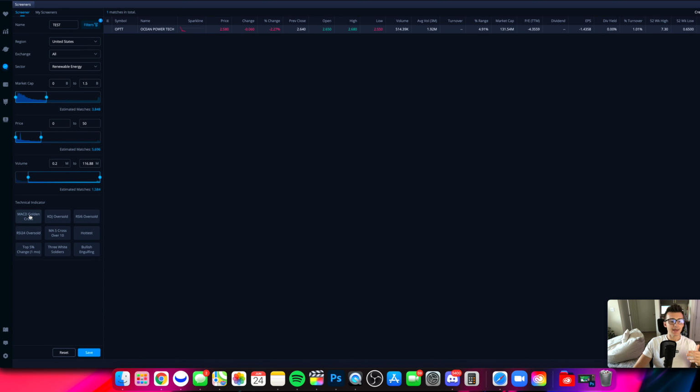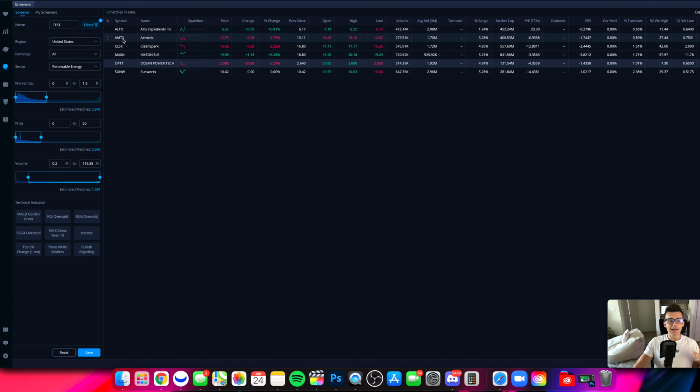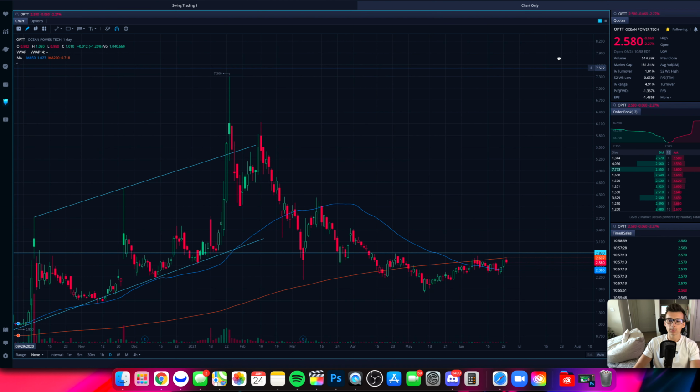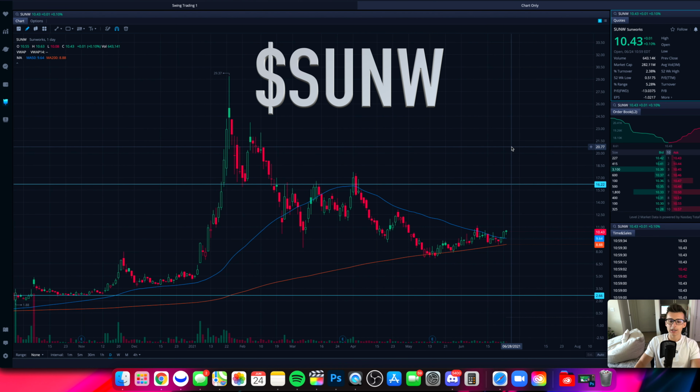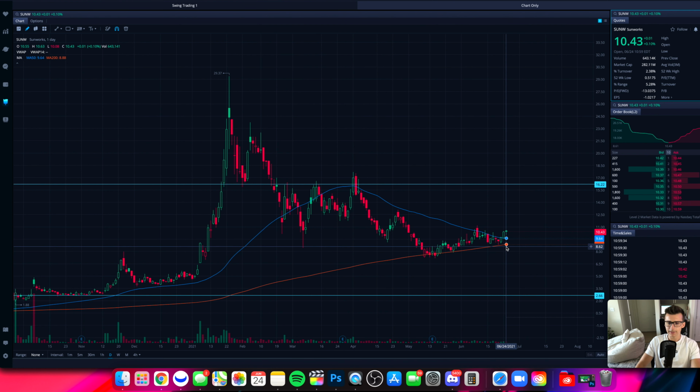So let's get rid of this MACD Golden Cross, back to our scans, and now we can find a bunch of other stocks. SUNW also pops up. Let's pull that guy up. This stock has a very similar kind of chart. Big run, has pulled back, holding support here on that 200 period simple moving average right now, down towards $9. It's up around 10. Got lots of range to the upside. Could be a stock that fits your criteria.